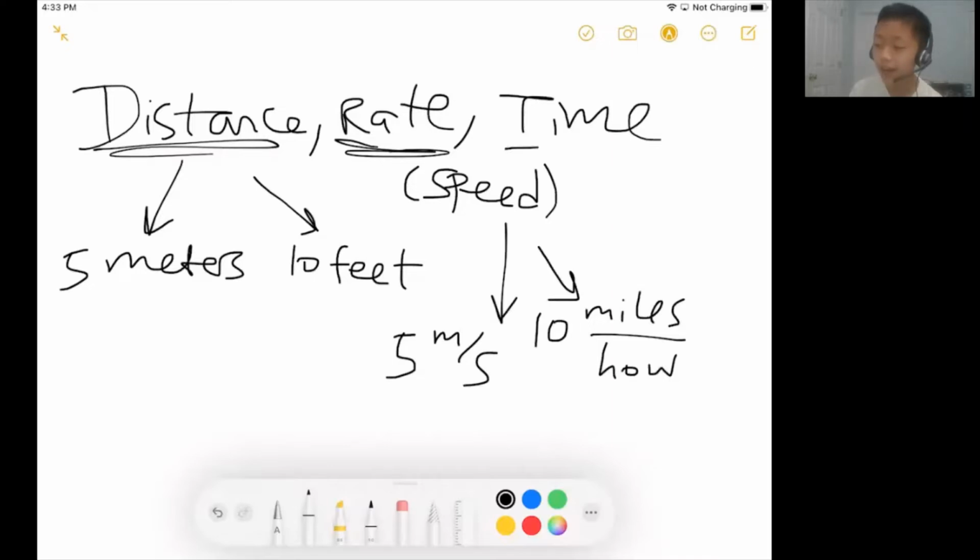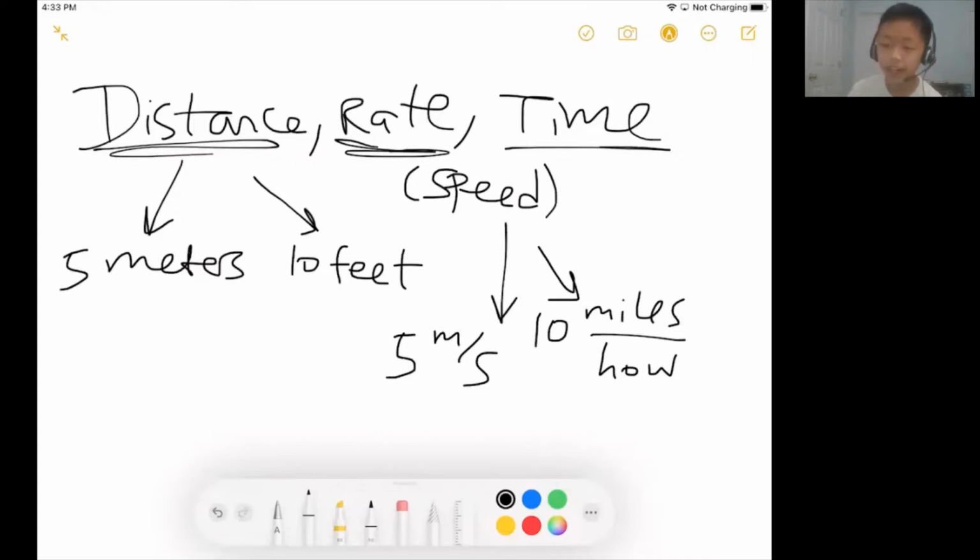And the last one is time. We probably all know what time is. 2 seconds is an example of time, or 5 minutes is an example of time. So distance, rate, and time, these are the definitions.